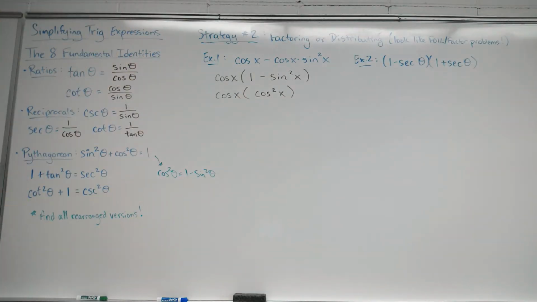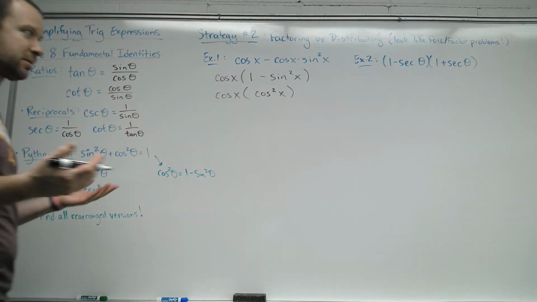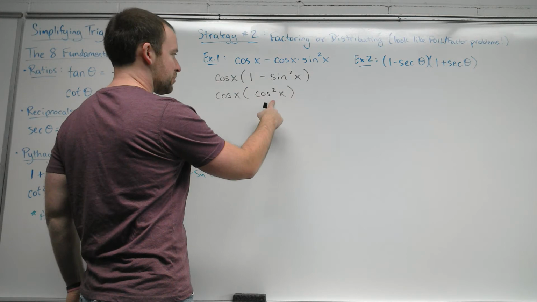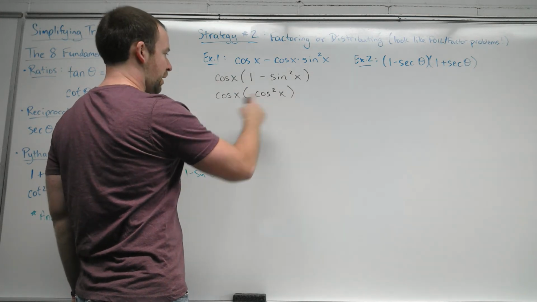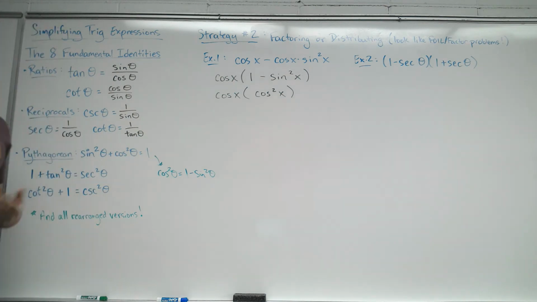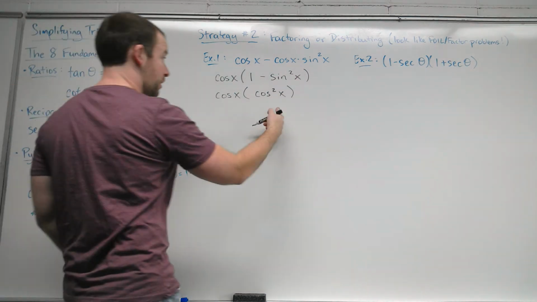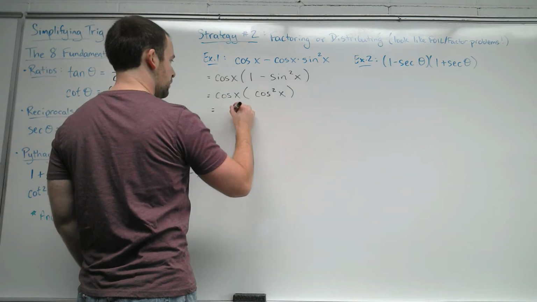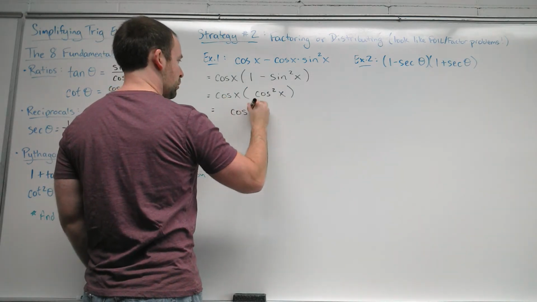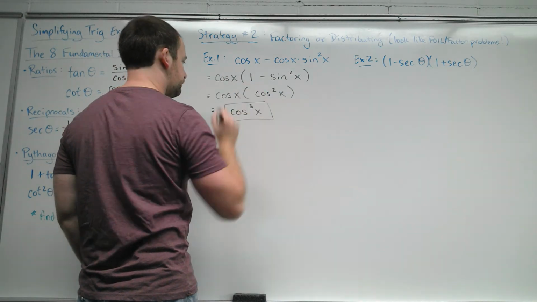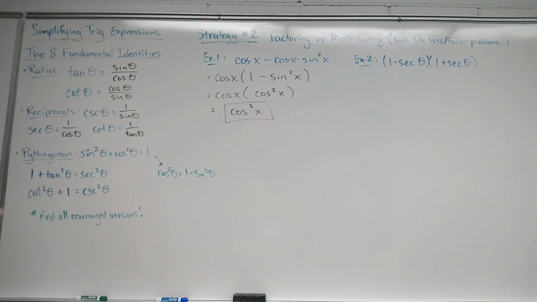Okay, and then some of the basic algebra that you have always done still applies here. Cosine times cosine squared. Well, if you took x times x squared, you'd get x to the third. Okay, so if you take cosine times cosine squared, you should get cosine to the third, or cosine cubed.